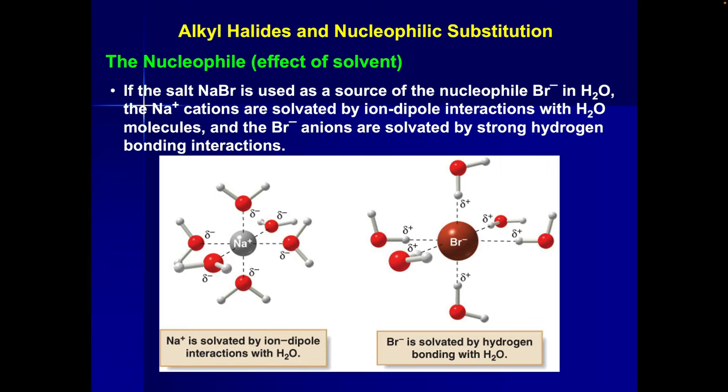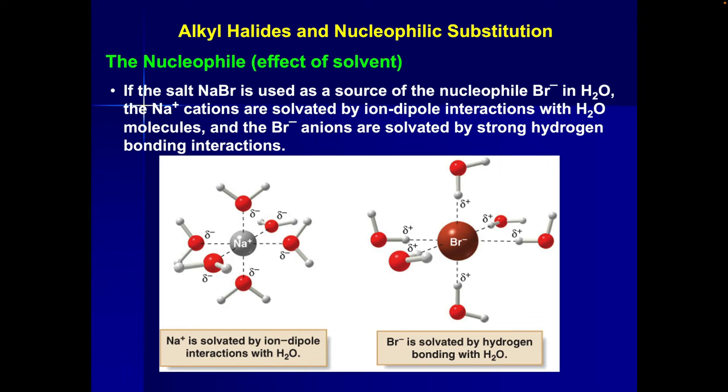Okay. So if you have a nucleophile, it turns out that the solvent matters. Up to this point, we've just kind of assumed that the solvent was the solvent and it was just there to mix everything together. But the solvent matters, okay? If you use different solvents, you can actually see differences in the reaction. So let's suppose we're using sodium bromide, okay? And we want bromide, Br minus, to be our nucleophile.